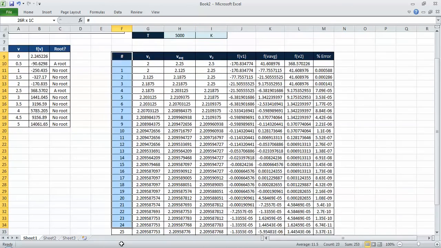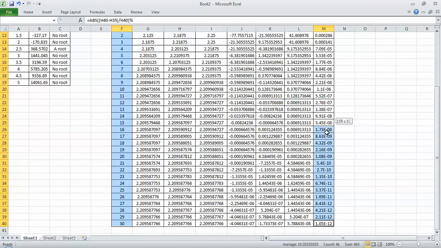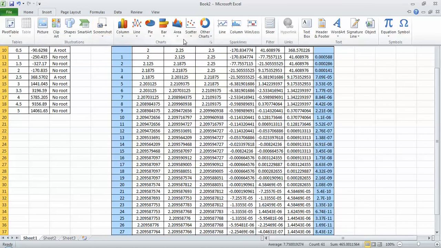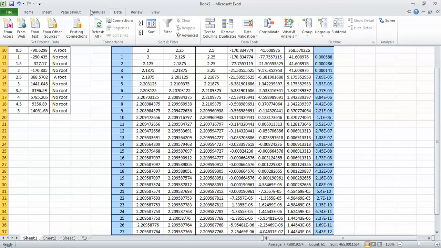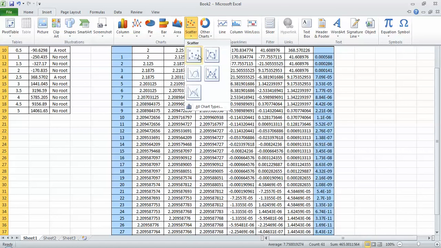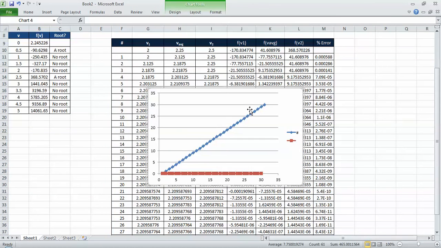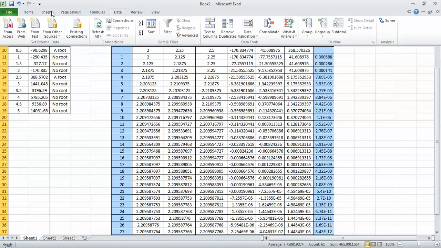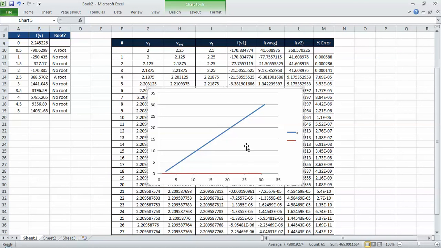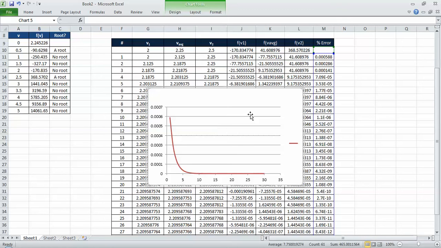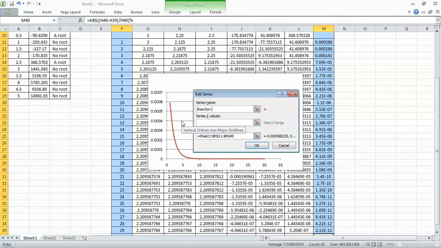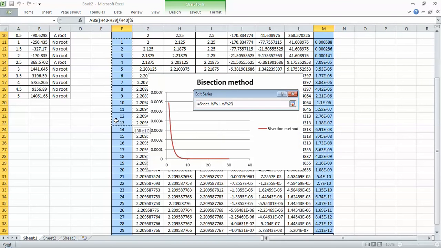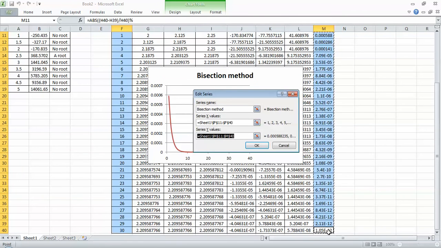There is one thing we're going to do now, which is just for comparing this method to the other method. So we're going to make a plot of the number of iterations we make and the percent accuracy we get. Let's insert scatter. I think I have to do it myself. Okay, I'm going to edit this. I'm going to call this bisection method. The x values are these and the y values are these.